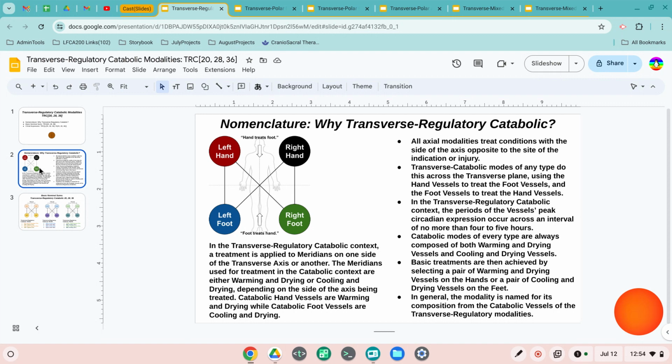In the transverse regulatory catabolic context, the periods of the vessel's peak circadian expression occur across an interval of no more than 4 to 5 hours. Catabolic modes of every type are always composed of both warming, drying vessels and cooling, drying vessels. Basic treatments are then achieved by selecting a pair of warming and drying vessels on the hands or a pair of cooling and drying vessels on the feet. In general, the modality is named for its composition from the catabolic vessels of the transverse regulatory modalities.